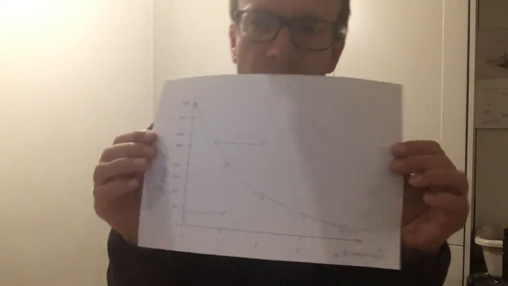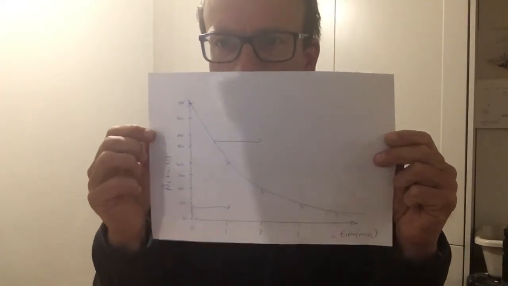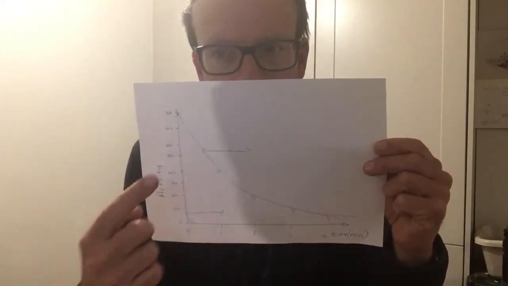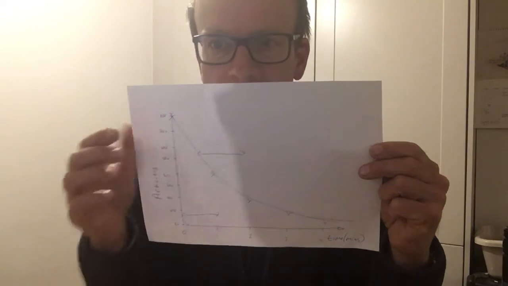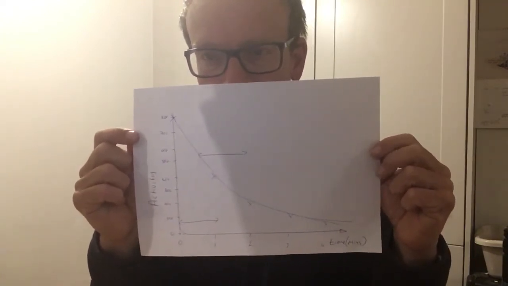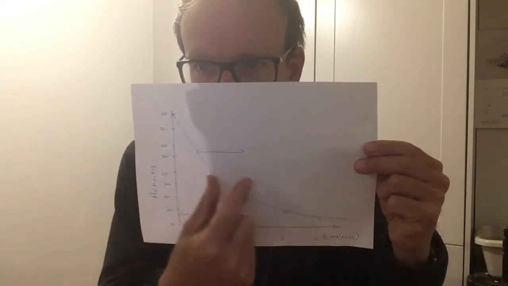And the funny thing about the activity is it follows a curve like this, okay? So it starts off with very high activity and it dies away, dies away, dies away. But if we measure the time it takes for the activity to halve once, that time will always be the same for it to halve again and again and again.